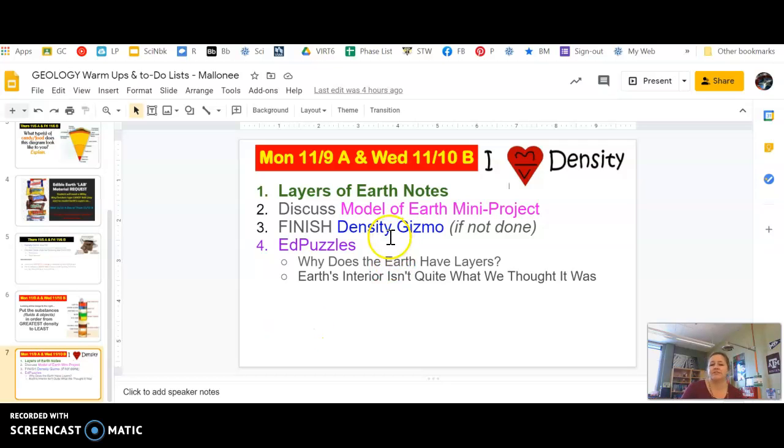Okay, and if you haven't finished your density gizmo, knock that out. Remember, that's a lab grade, which is like a quiz grade. And you got a couple of quick Edpuzzles to work through, but those won't be due until the night before I see you next time.